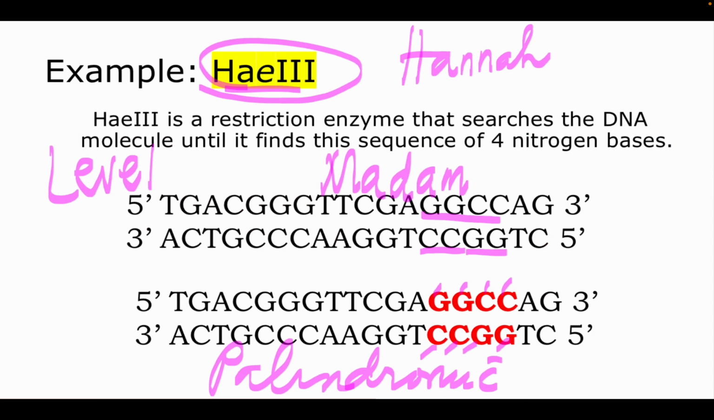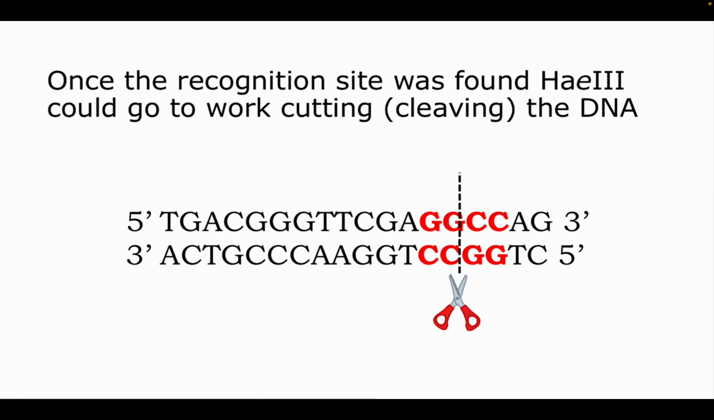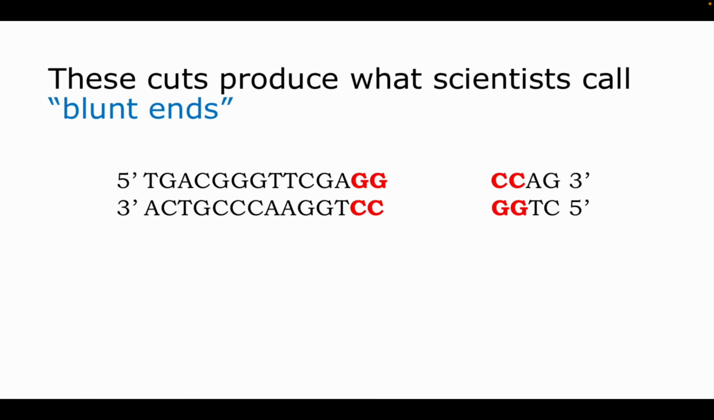Once it recognizes that palindrome, it will cut it at a specific part. It's either in between the G and the C or in between the two Gs. It depends really on the type of restriction enzyme, the nucleases that you are talking about. In this case, it cuts between the G and the C, right? So if that happens, what will be produced here? Blunt ends. Blunt ends.